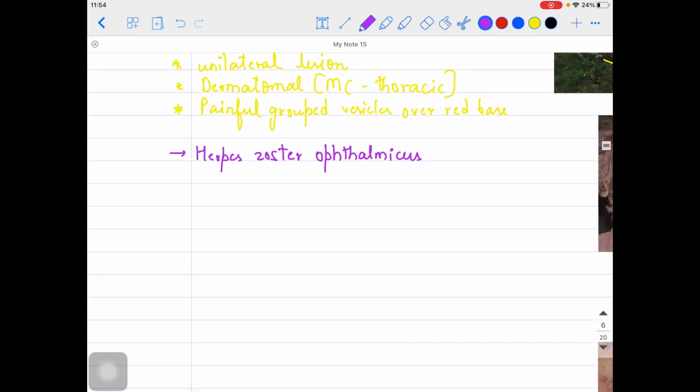Okay, so if you talk about herpes zoster ophthalmicus, what you need to know over here is which nerve it is involving. It is involving the trigeminal nerve, the fifth cranial nerve. In the trigeminal we know V1, V2, V3. V1 is the ophthalmic nerve, V2 is the maxillary, and V3 is the mandibular nerve.